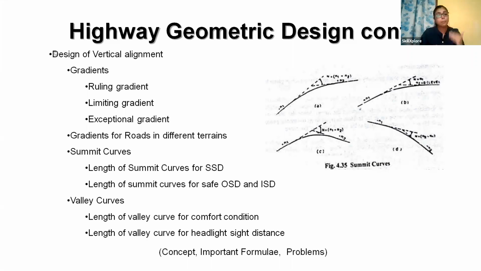And in summit curves itself, there is a set of formulae. It is also an important area. In summit curves, we have to check whether the length of the summit curve is less or greater than stopping sight distance. And again, the length of the summit curve is given for overtaking sight distance and intermediate sight distance. All these things will be discussed separately. Then valley curve, again, the length of the valley curve for comfort condition and the length of the valley curve for headlight sight distance condition. All these things we'll address separately, with the concept, its important formulae and problems. All these things will be addressed one by one.